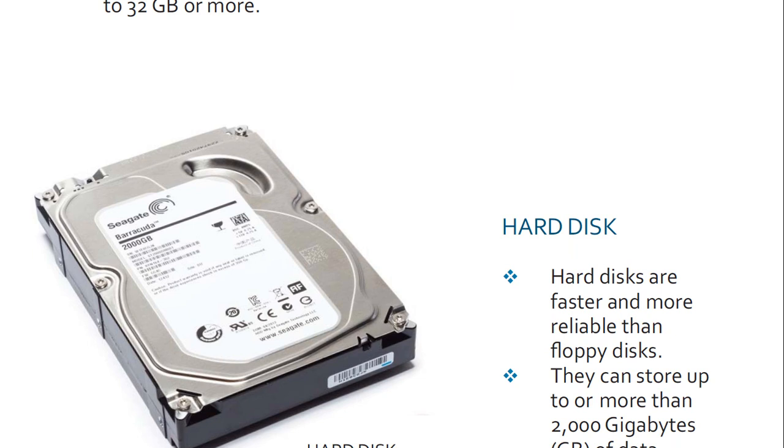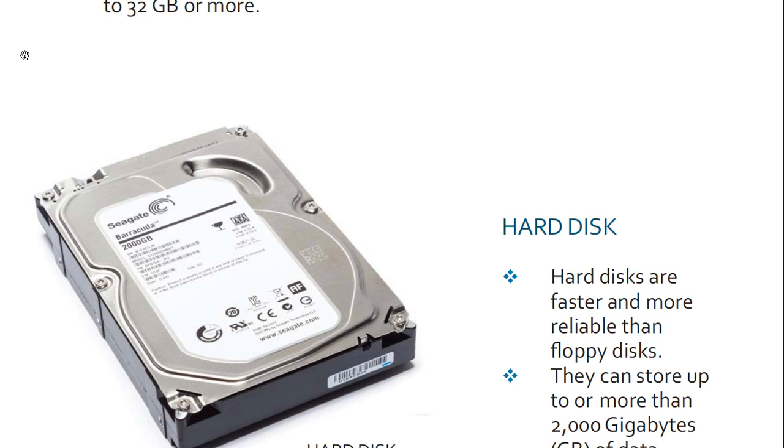In every computer, laptop or desktop, there is a hard disk. Hard disks are faster and more reliable than floppy disks. Before the hard disk, we used the floppy disk. The floppy disk has one disadvantage. If you bring it into sunlight, it is automatically erased. So that is a floppy disk disadvantage. After that we found the hard disk.